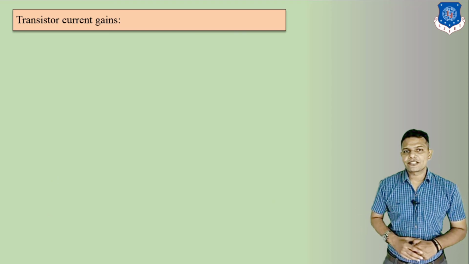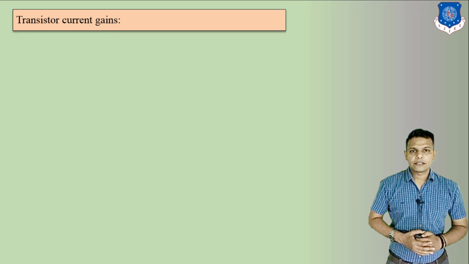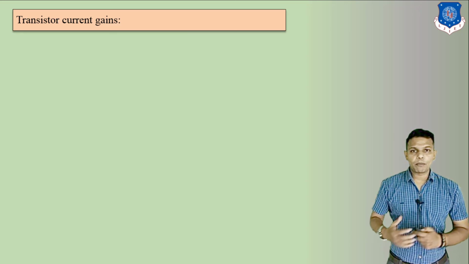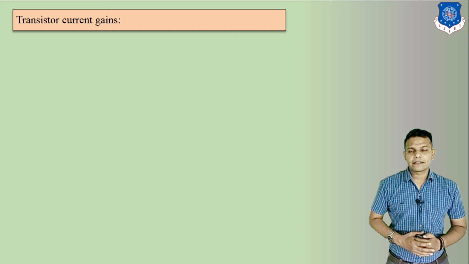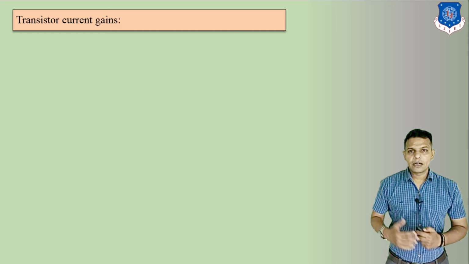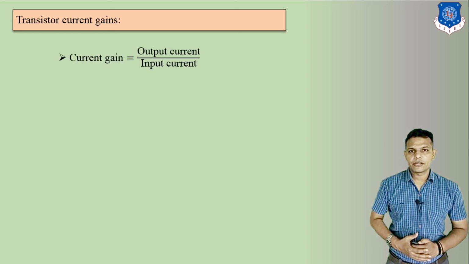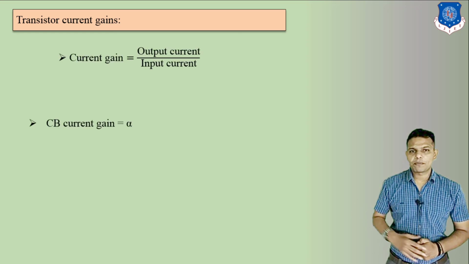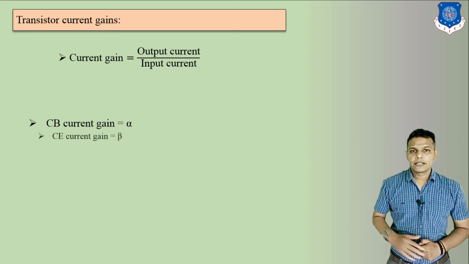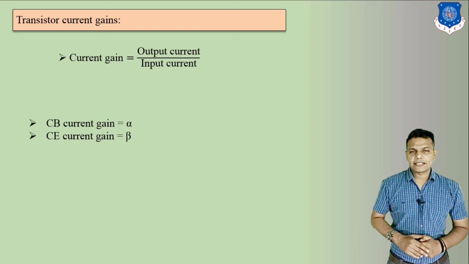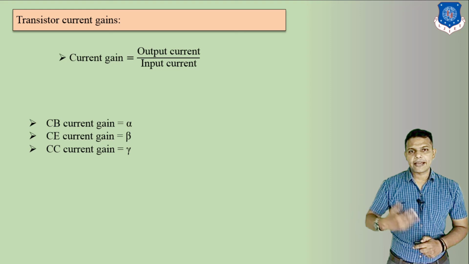Now let us discuss about transistor current gains. So first, what is gain? Gain is the ratio of output upon input, and current gain, that means output current upon input current, is known as current gain. Here we can see there are various types of gain. CB current gain is indicated as alpha, CE current gain is indicated as beta, and CC current gain is indicated as gamma.